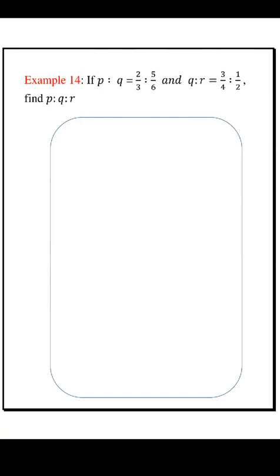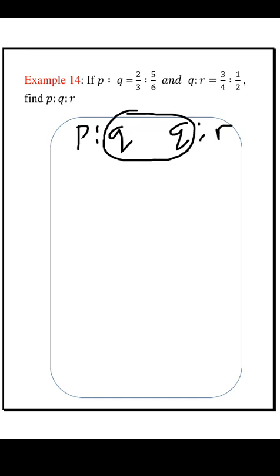Let's take the next one. Now, if we have a ratio this way, they give you P : Q separately, and they give you Q : R separately, and they want you to find P : Q : R. You need to know how to merge these two. Now, how do you do it?